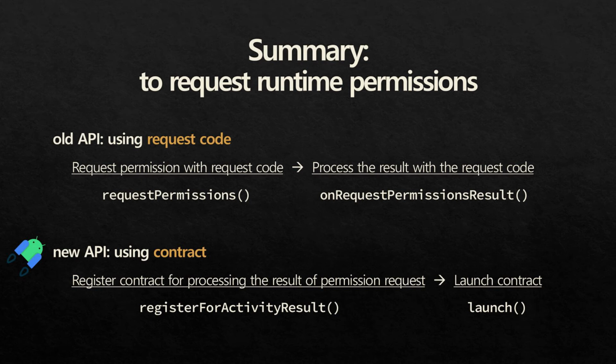Let's summarize this tutorial. Before the new API, usually we used a request code to request runtime permissions. But Android Jetpack introduced a new Activity Result API. It's a contract-based API, making the runtime permission easier to handle, because this API allows the system to manage the permission request code.